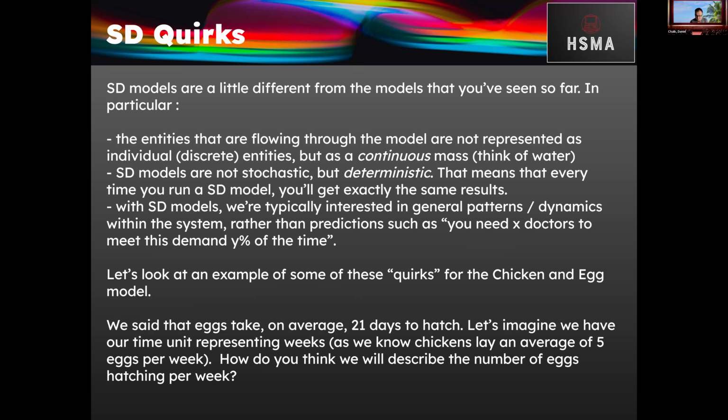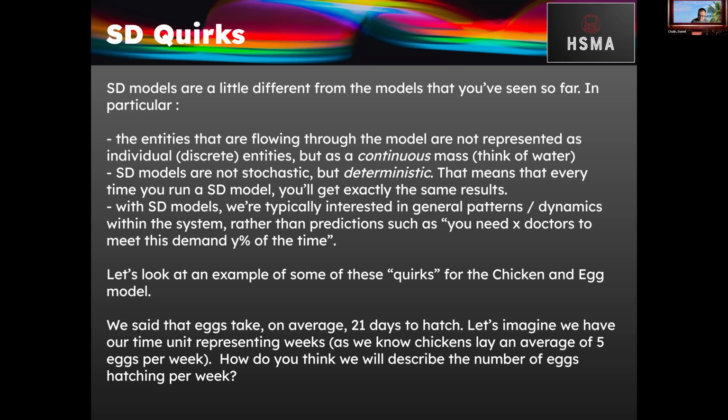So some of the key differences with a system dynamics model: the entities, the things that are flowing through your model, are not represented as individual entities. So in discrete event simulation, you have discrete entities, individual things, often patients, but it doesn't have to be. Patients come in and they queue for a system, and then they go through that part of the system, then they go to the next process, etc. And they are all modelled as little individuals that are in that queue. But in a system dynamics model, that doesn't exist. In a system dynamics model, the thing that's flowing through is a continuous mass of stuff. Again, think of water flowing through your system.